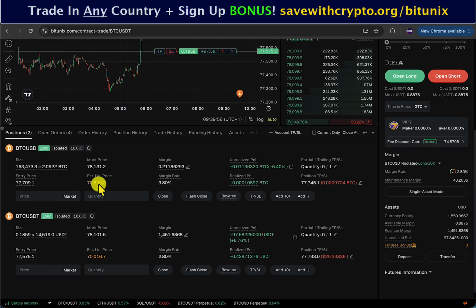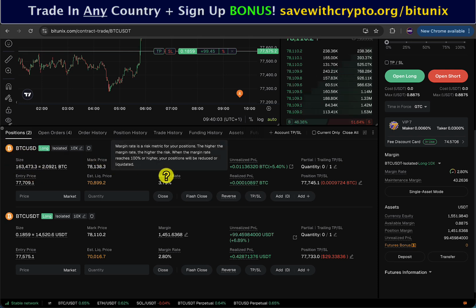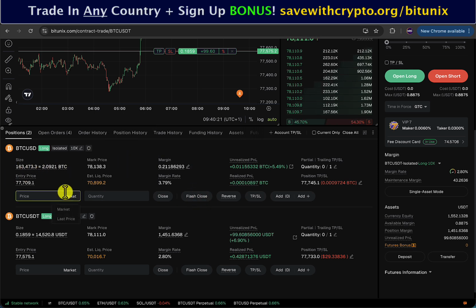This one is using BTC as the collateral. This is the larger one. This is using 0.21 Bitcoin as the margin. So that actually has a rather large position size of $163,000. This smaller one is using USDT as the margin, just using $1,451 there.